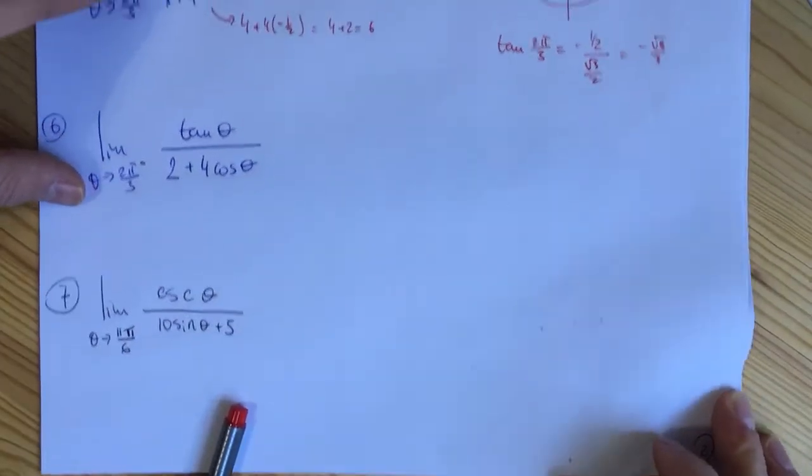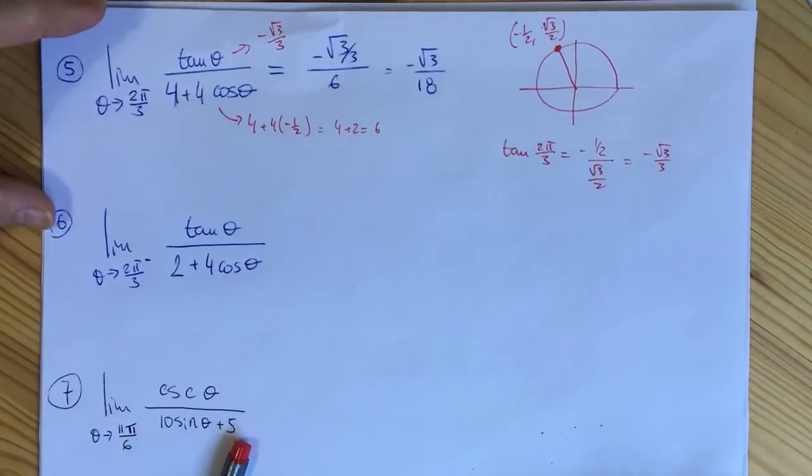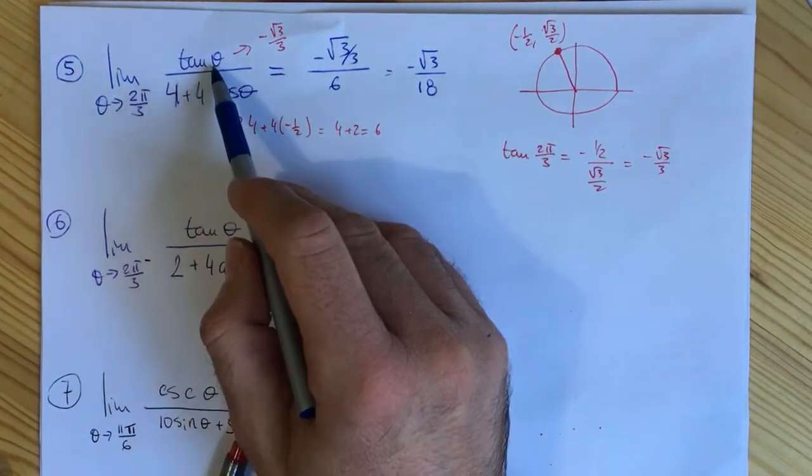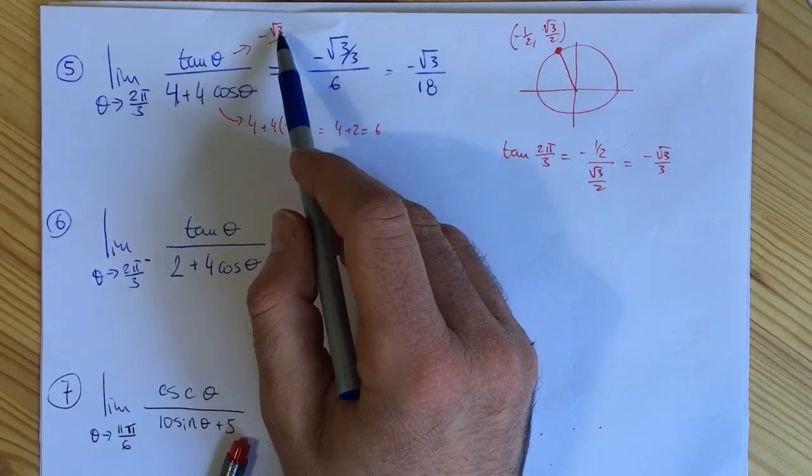You see the direct substitution here works perfectly fine. Okay, I plugged 2 pi over 3 for tangent, I got negative square root of 3 over 3.